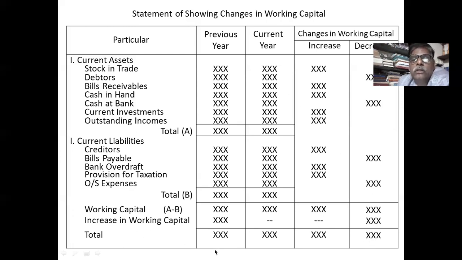Like this, you have to complete the statement. This is called the changes in working capital statement. Okay. You complete this statement. And this question, schedule of changes in working capital, they may ask as a 5 marks question. Like this.